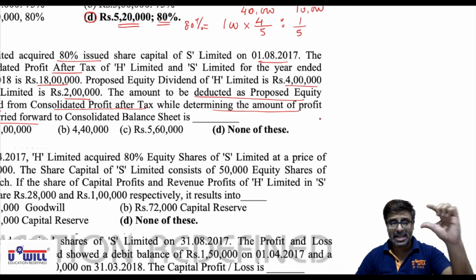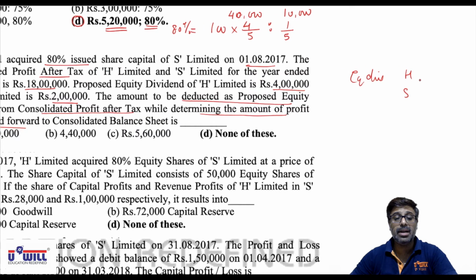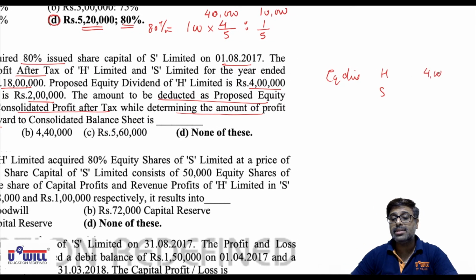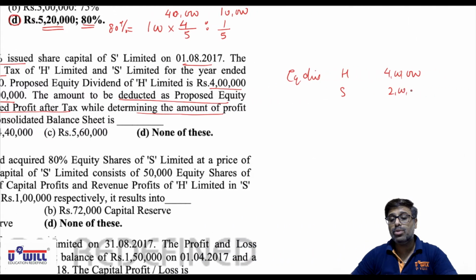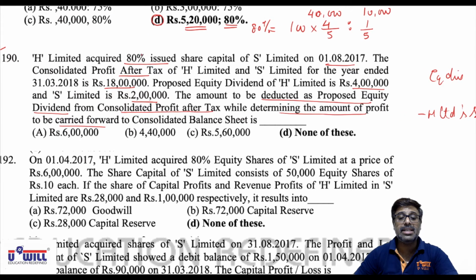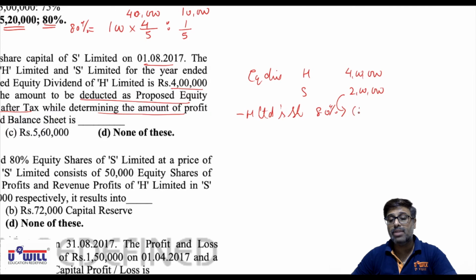So if you remember that second part of P&L statement, how we used to find the amount to be carried forward to consolidated balance sheet. In that proposed equity dividend, first you record holding company and then subsidiary company. Holding is 4 lakhs, subsidiary company is 2 lakhs. And then you subtract H Limited's share in equity dividend of S Limited. So in that 2 lakhs, you'll minus H Limited's share 80%, that is 1,60,000, that you will minus.